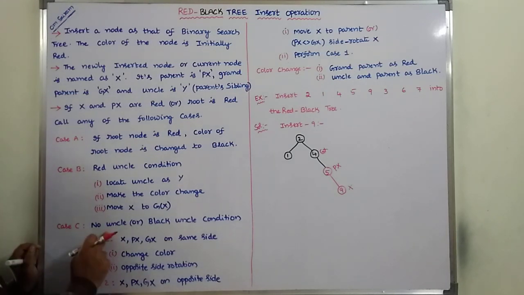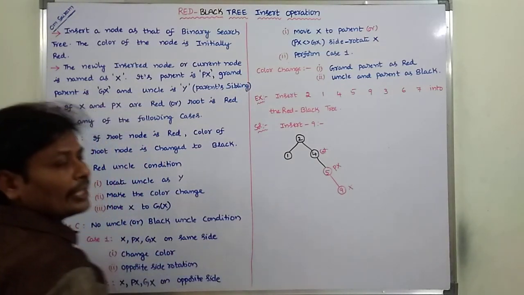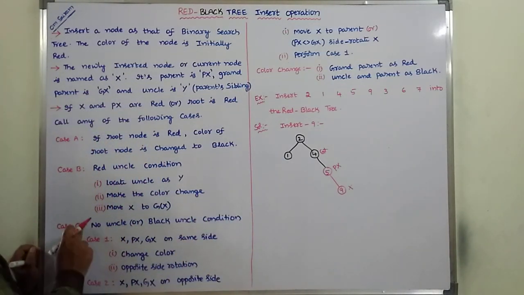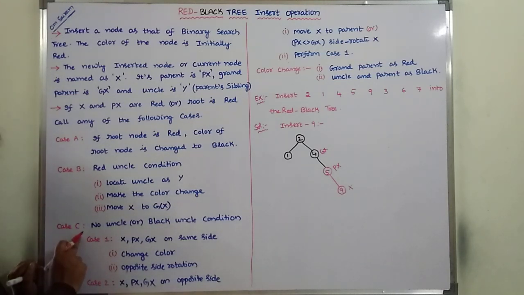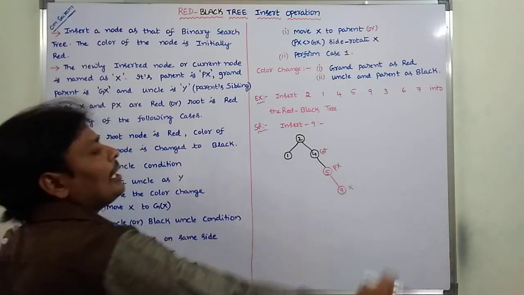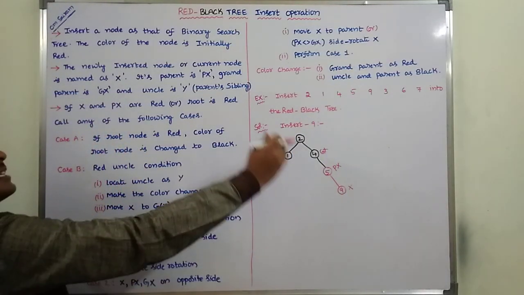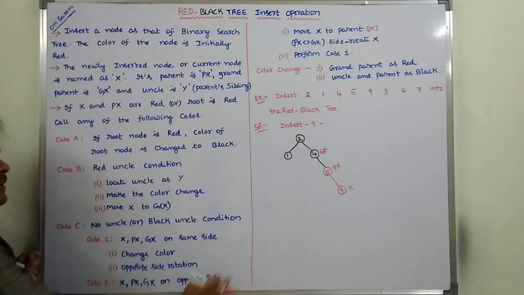Then case C, no uncle or black uncle condition. Here no uncle is there. No parent sibling is there. So this condition is true. We have to follow case C. In case C, there are two cases, case 1 and case 2. Which case do we have to follow? That is whether X, Px, Gx are on the same side. So this is X, this is Px, this is Gx. All are on the right side. So X, Px, Gx are on the same side. Then we have to use case 1, because in case 1, X, Px, Gx are on the same side.